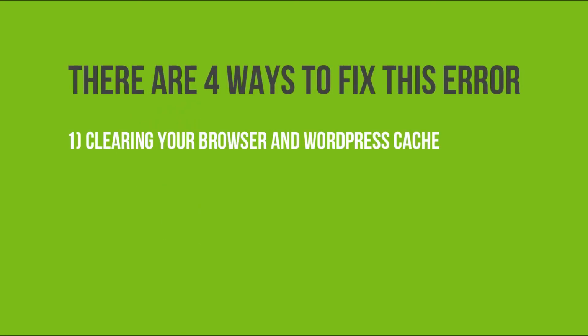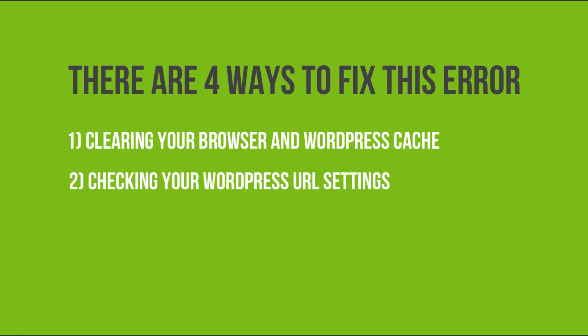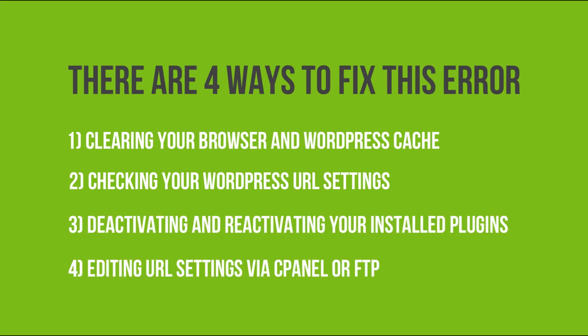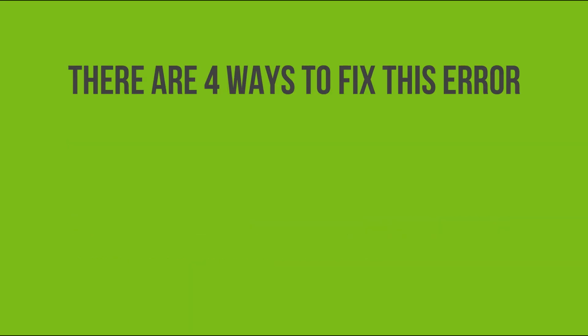The first method is by cleaning your browser and WordPress cache. The second method is by checking your WordPress URL settings. The third method is by deactivating and reactivating your installed plugins. And the fourth method is by editing URL settings via cPanel or FTP. Now, let's take a look at each of these methods in detail.